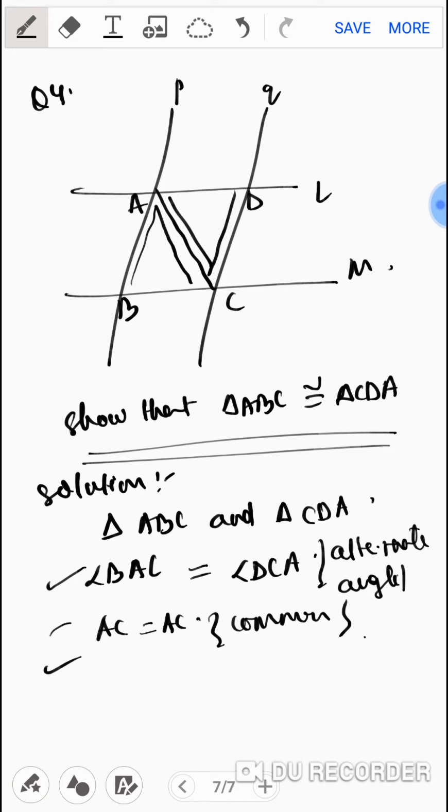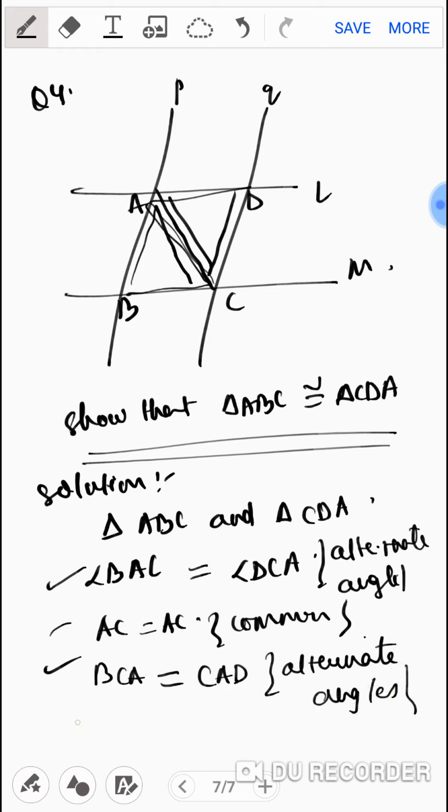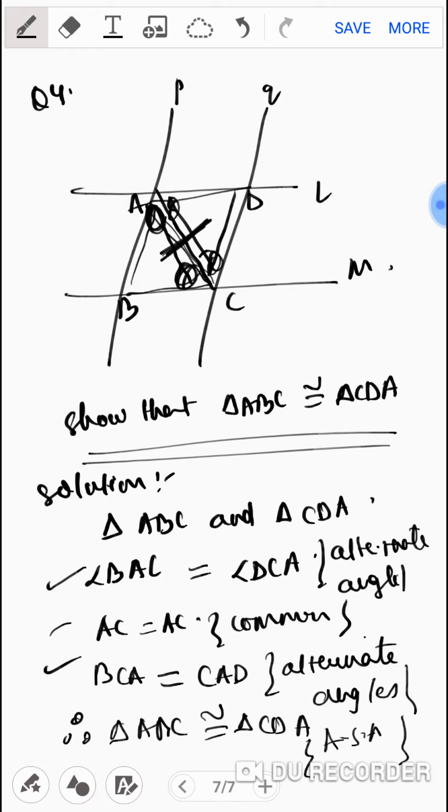Then can I take BCA? This BCA is equal to CAD. BCA angle is equal to CAD. Again I will write alternate angles. Therefore, triangle ABC is congruent to triangle CDA. By which test? You have two angles, that is this and this, and you have the side in between. So you will write angle, side, angle. Clear?